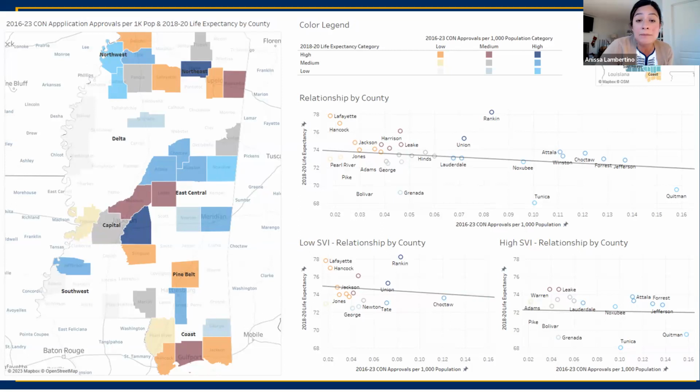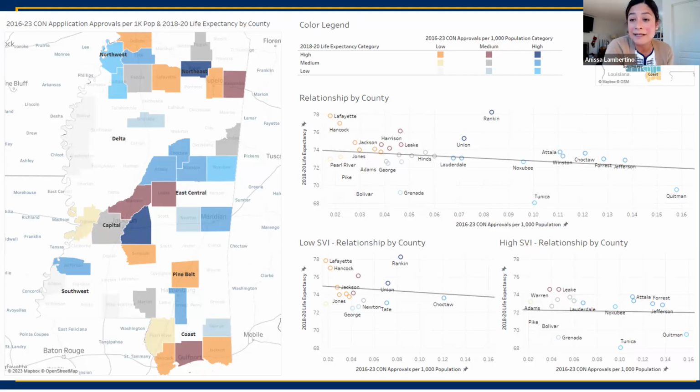You are also able to identify counties where the CON approval rate is very low and the life expectancy is very low. So areas to focus. And then in the middle there on the right is a scatter plot showing the relationship at the county level. Each of those circles represents a county.